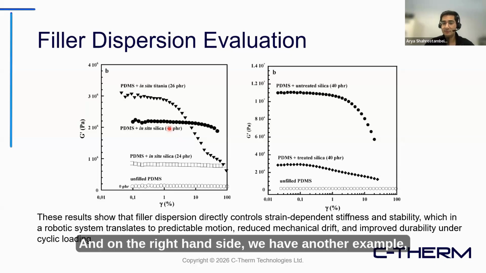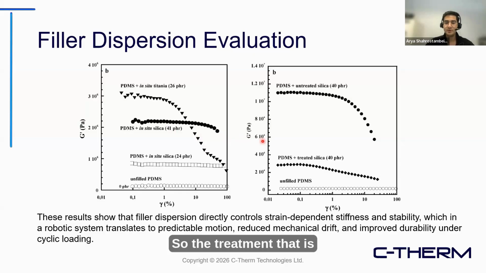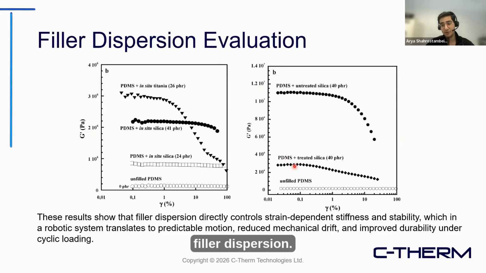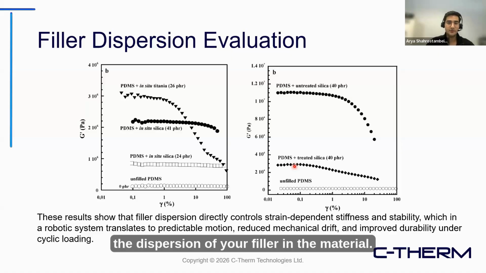And on the right-hand side, we have another example, which is treated silica versus non-treated silica. The treatment that is done on a filler for different composites helps the filler to disperse better. As you can see, there is less of a drop in treated silica, which shows significant improvement in filler dispersion. And this test can take less than half an hour to run, and it gives you a very powerful tool to understand the dispersion of your filler in the material.